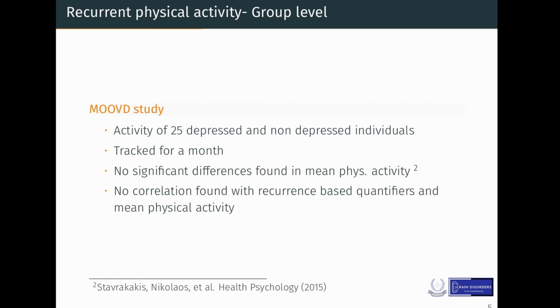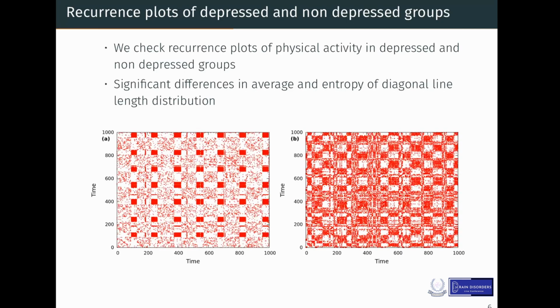And then we actually used our recurrence-based complexity measures, and we just wanted to see whether the recurrence measures are telling us in a very complicated way what the mean can already tell us. But we found that there was really no correlation between recurrence-based quantifiers and mean physical activity. What this suggests is that your recurrence-based complexity measures are telling you something very new from existing measures, right? Now let me come to the results of this first half of the study.